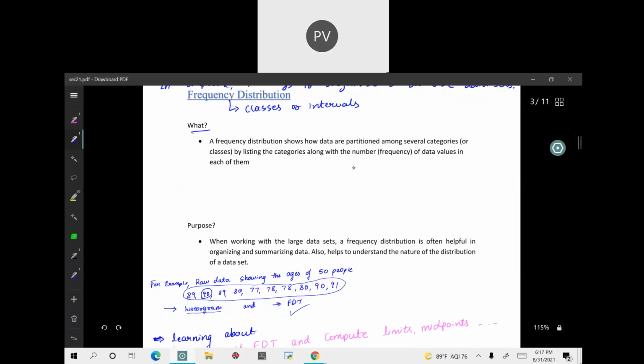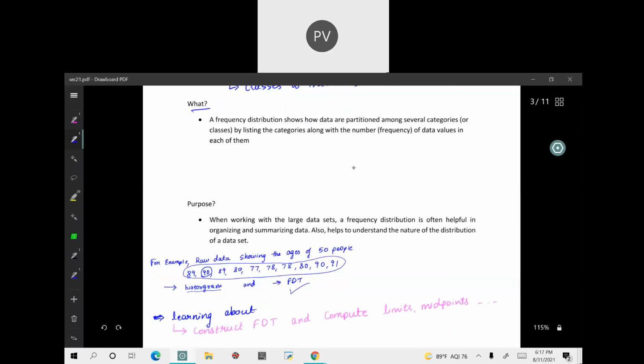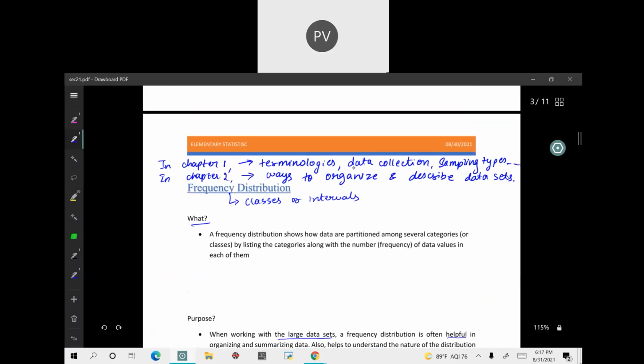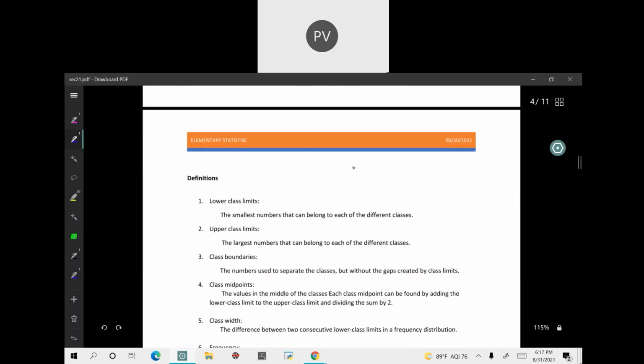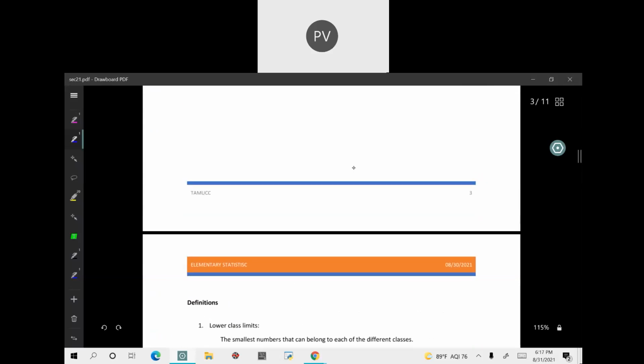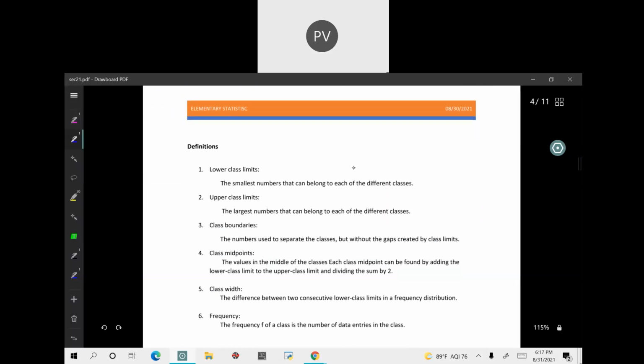Now, why do we need this frequency distribution table? As I said earlier, when you are working with a large data set, frequency distribution is very helpful to organize and summarize data. And we can also understand the nature of the data set, and that is why frequency distribution is important and it is very helpful. Okay, now I had an example here. Okay, now let's learn about certain definitions.